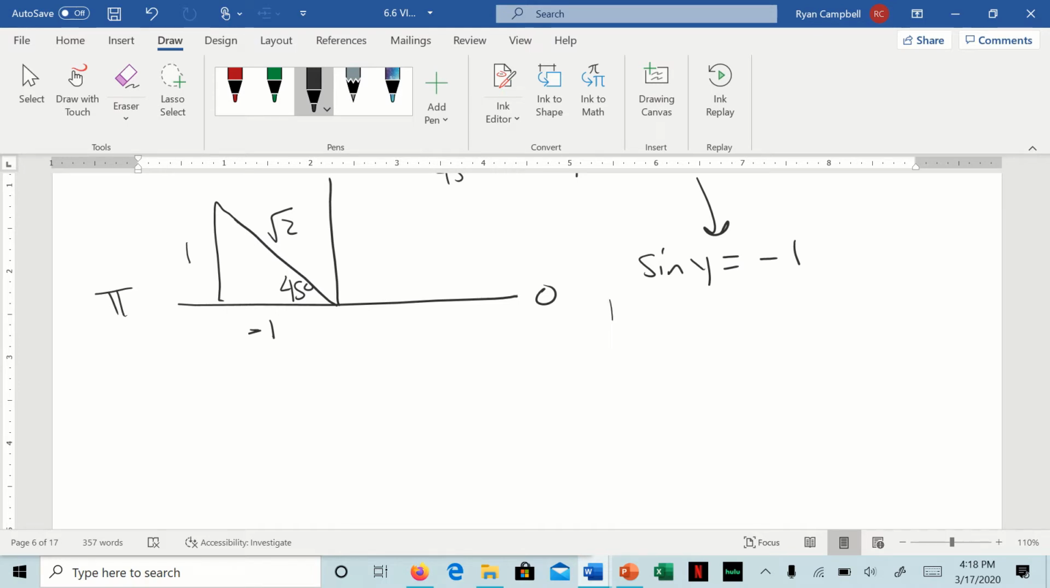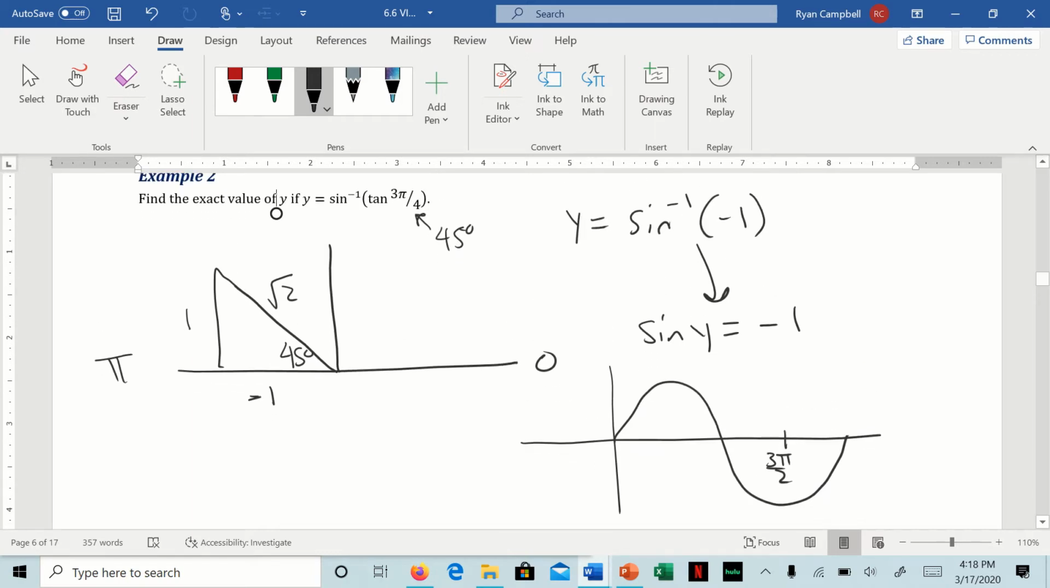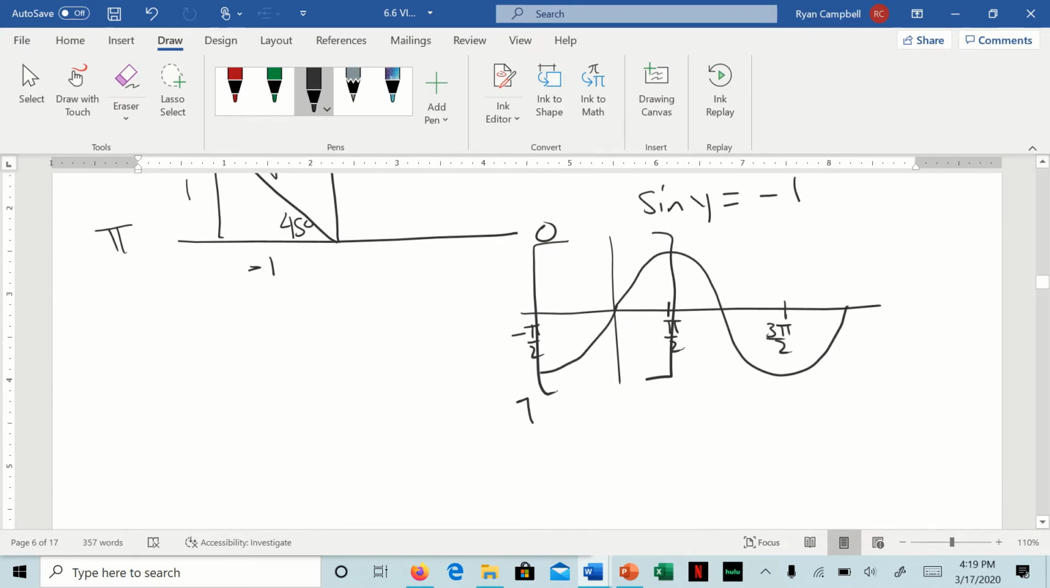So if we just graph our equation, negative 1, we see we end up at negative 1 at 3 pi over 2. And if this was a regular equation where that's what they gave us, that would be perfect. However, since they gave us inverse sine, what do we know we're actually between? Positive pi over 2 and negative pi over 2. So the question is, between these two values, where do we end up? We actually end up at negative pi over 2. So y is negative pi over 2.